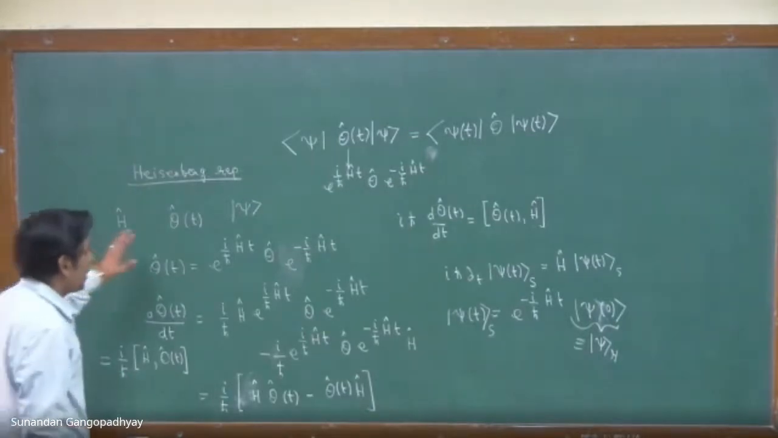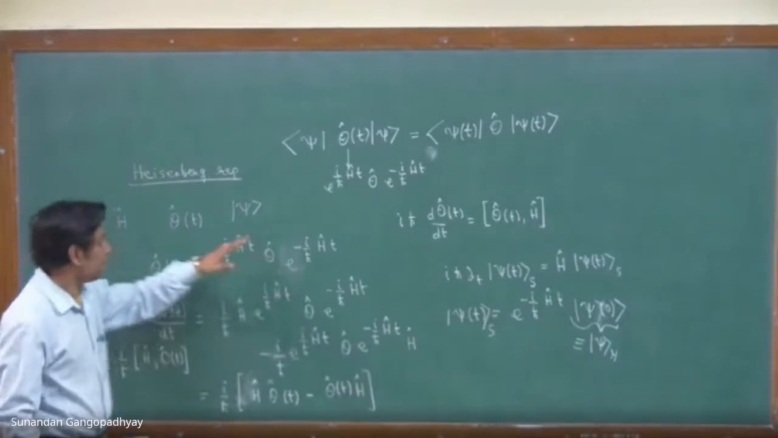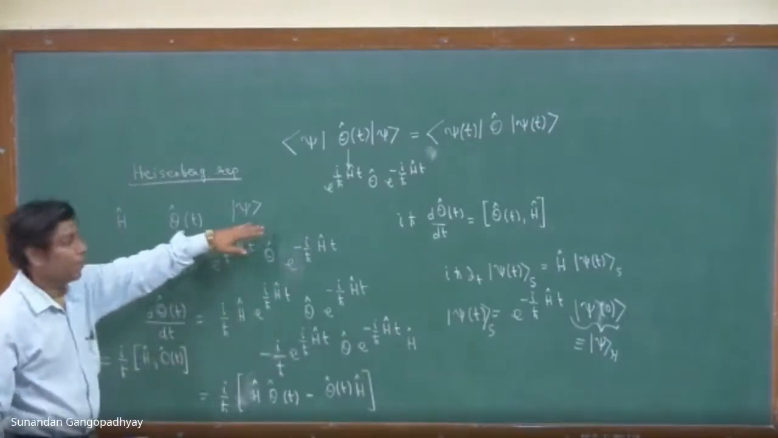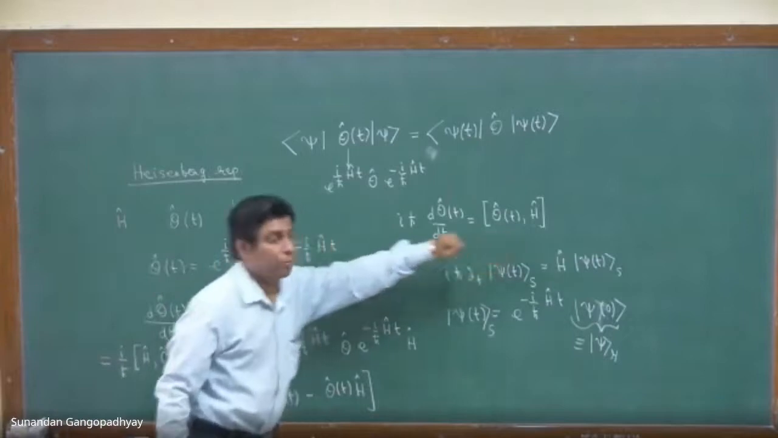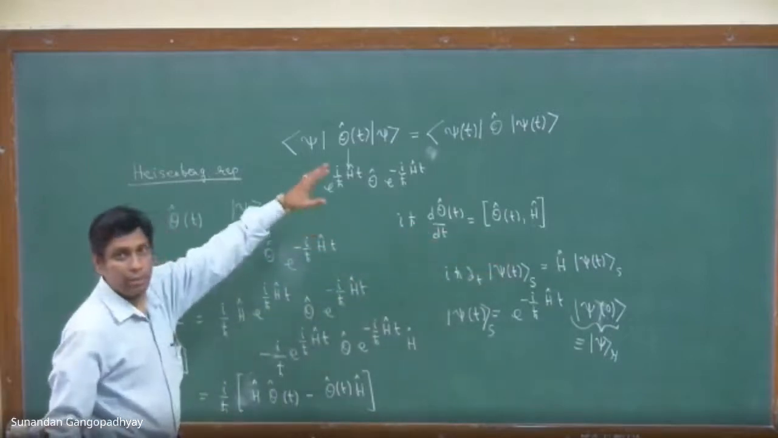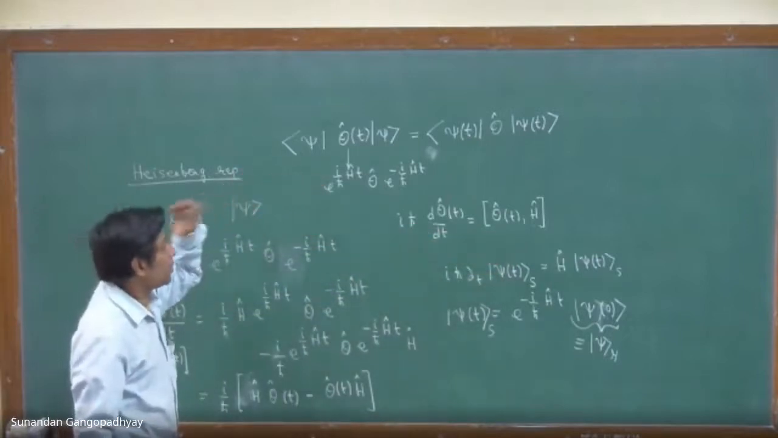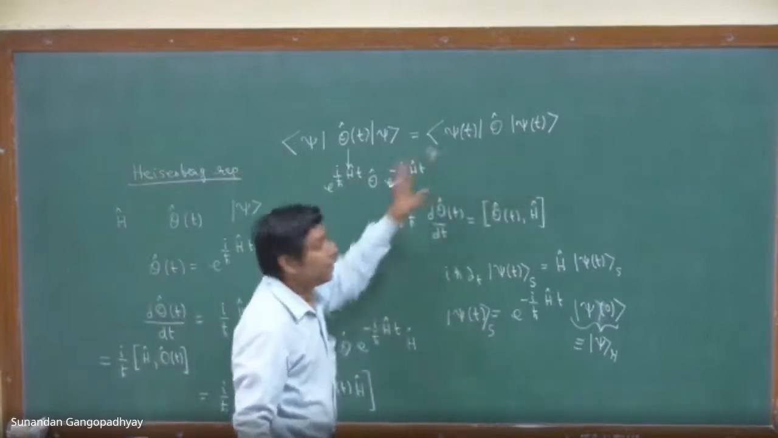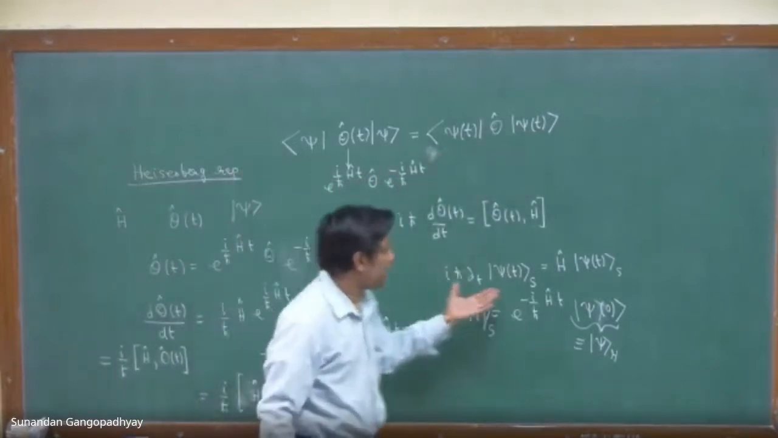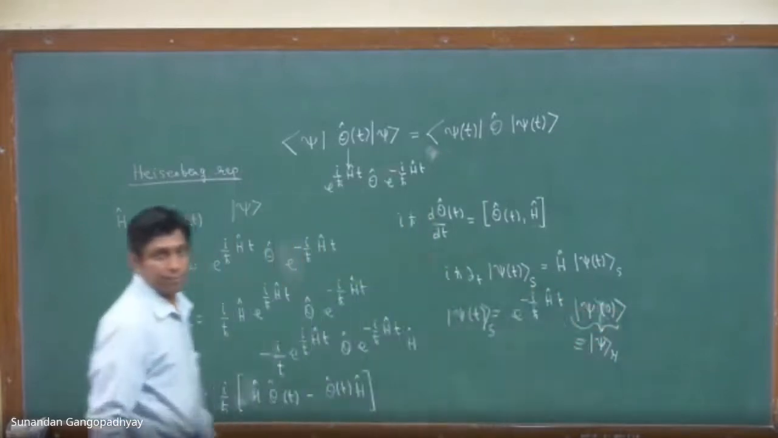So let me just recall once more, summarize. In the Heisenberg representation, state kets are time independent, operators are time dependent. You get the Heisenberg equation of motion, which governs the dynamics of the system. In the Schrodinger representation, state kets are time dependent, operators are time independent, and the dynamical evolution is governed by the time dependent Schrodinger equation.